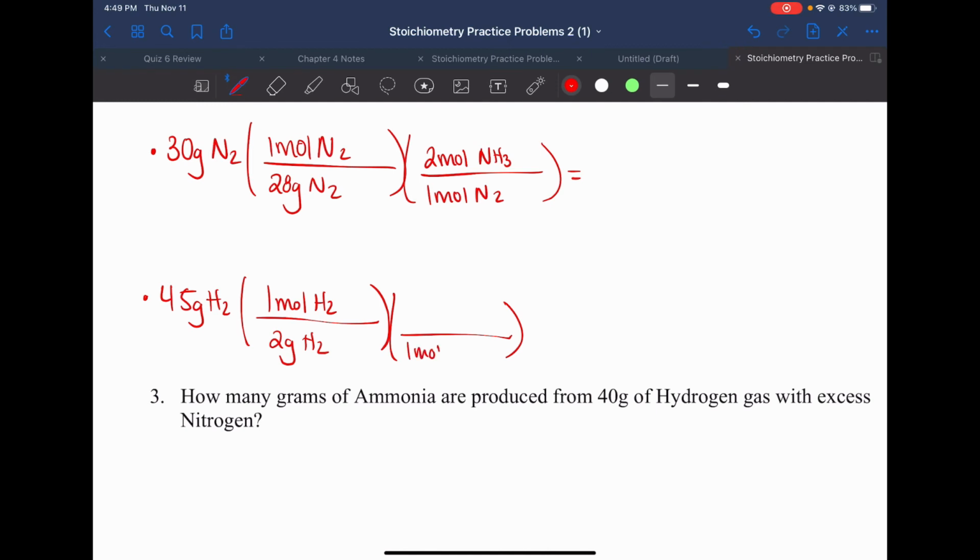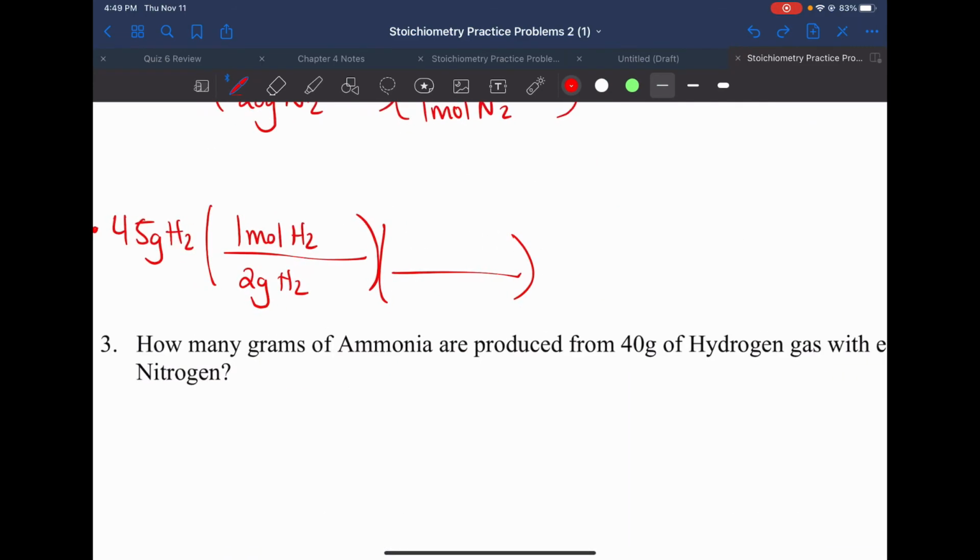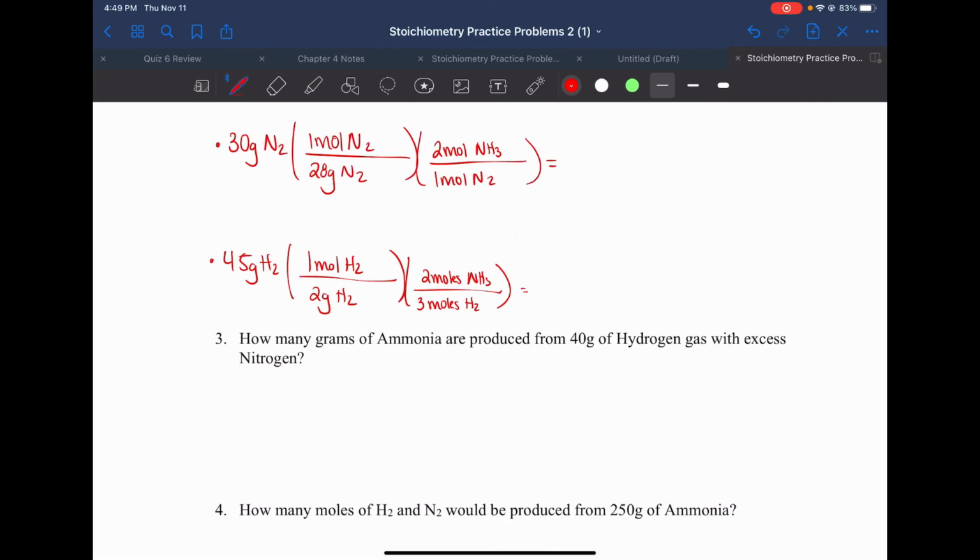For every 1 mole of H2, we produce, not for every 1 mole. For every 3 moles of H2, we produce 2 moles. Oh my gosh, what am I doing? For every 3 moles of H2, we get 2 moles of NH3. So 45 times 2, divide that by 2 times 3, gives us 15 moles of NH3.